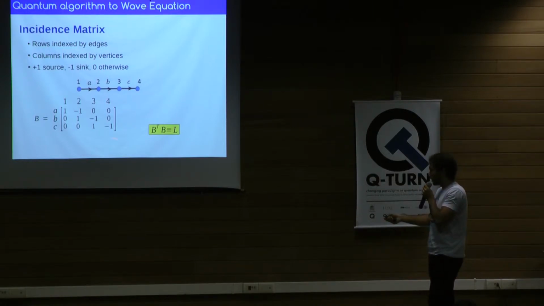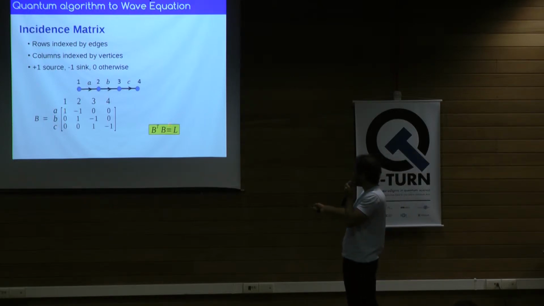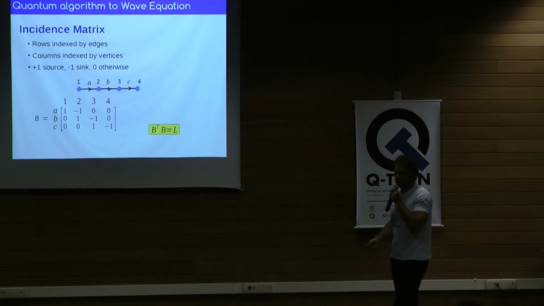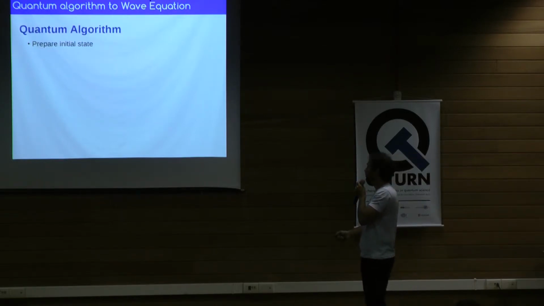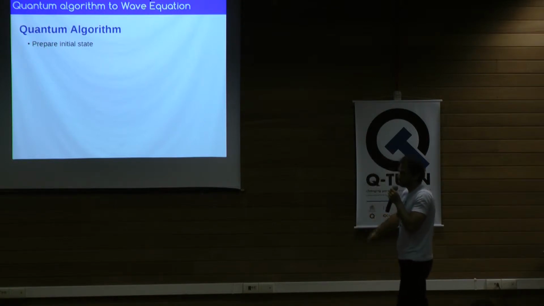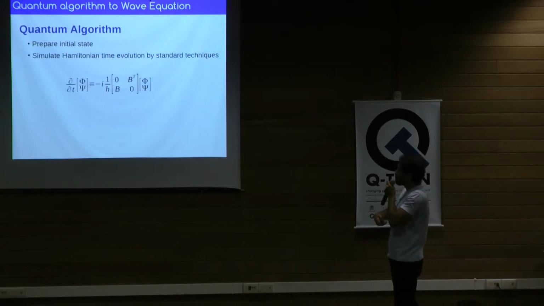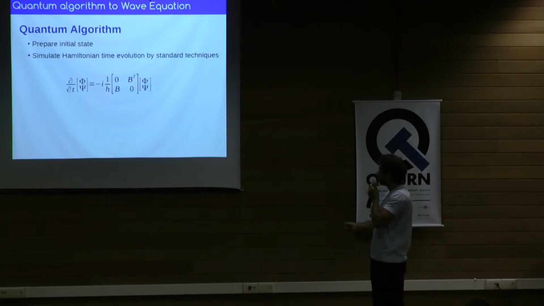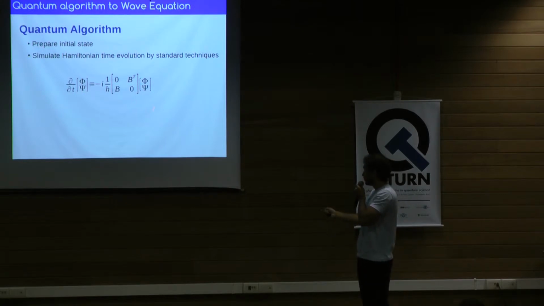So here it is no longer a square matrix, but the point is that when you take the transpose of the matrix B, the incidence matrix, times the matrix B, you get the Laplacian. Pretty simple. So the algorithm is: prepare the initial state as you want, considering the shape that you want. Then we can apply different methods for Hamiltonian simulation. There are several methods available. And then here we can deal with this Schrödinger equation.